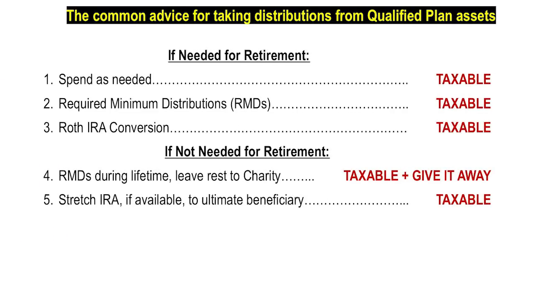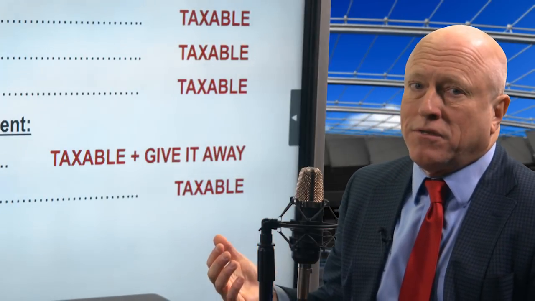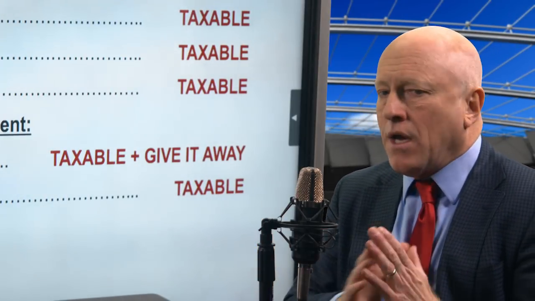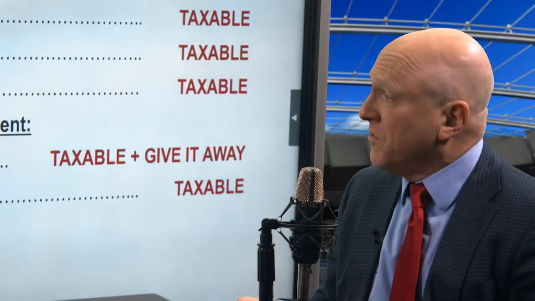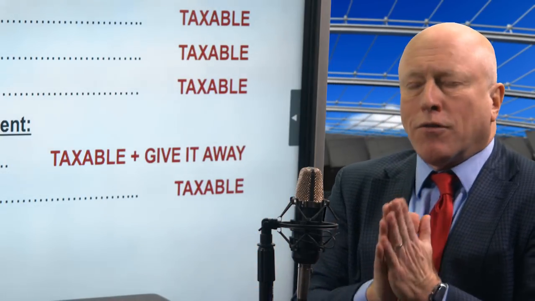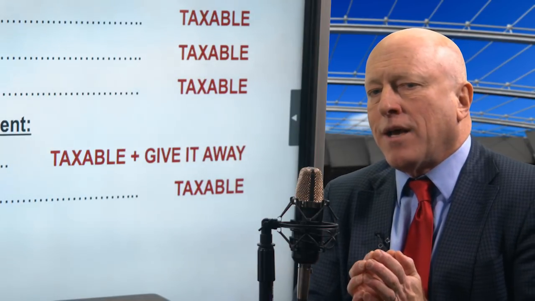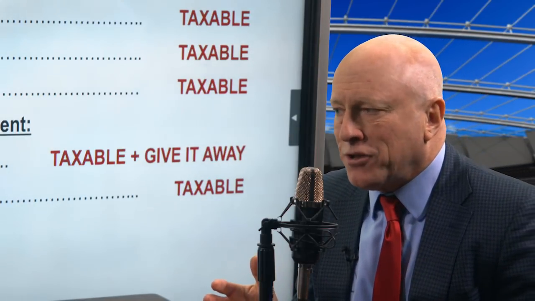Well, these are the typical answers. If you ask your CPA or your advisor how can I get money out of my qualified plan, IRA, 401k, here's what they're going to say. Well, just spend it as you need it. You'll pay tax on it. Hey, I don't need it. I'm just going to wait until the government forces me to take required minimum distributions. That'll be taxable. Convert the whole thing to a Roth. You can make the case for that, but does anybody really want to write that check?